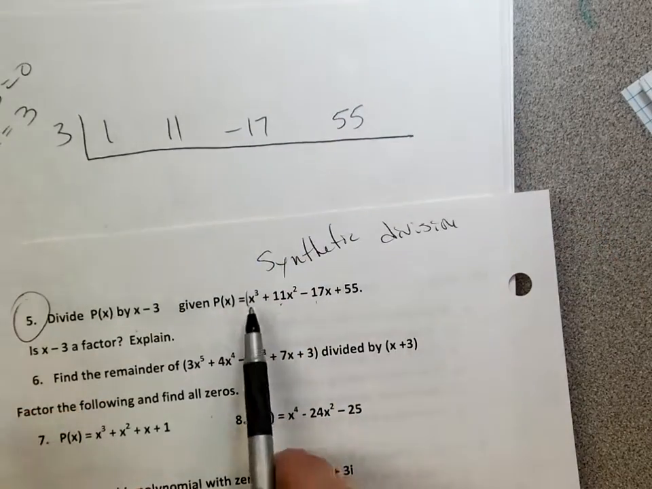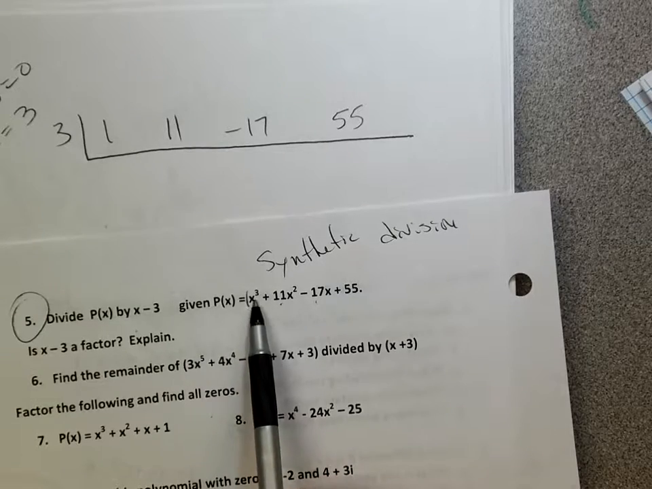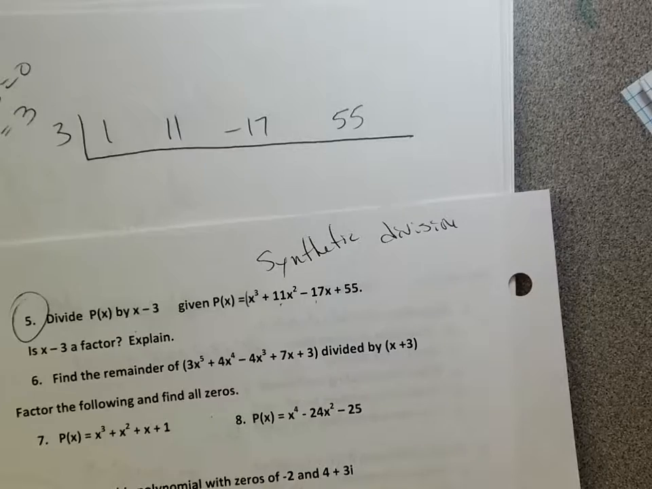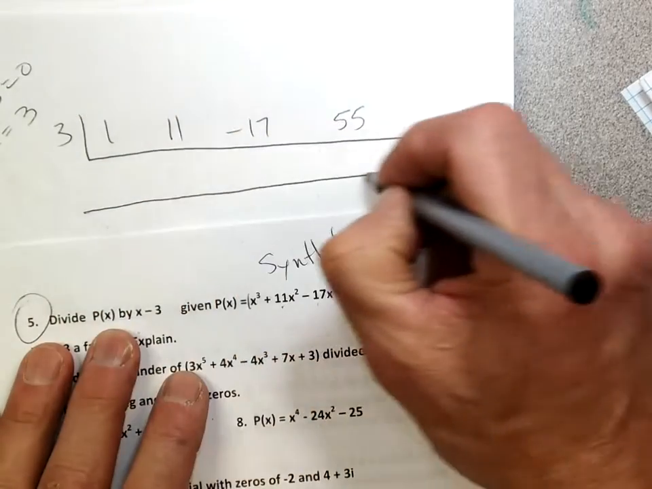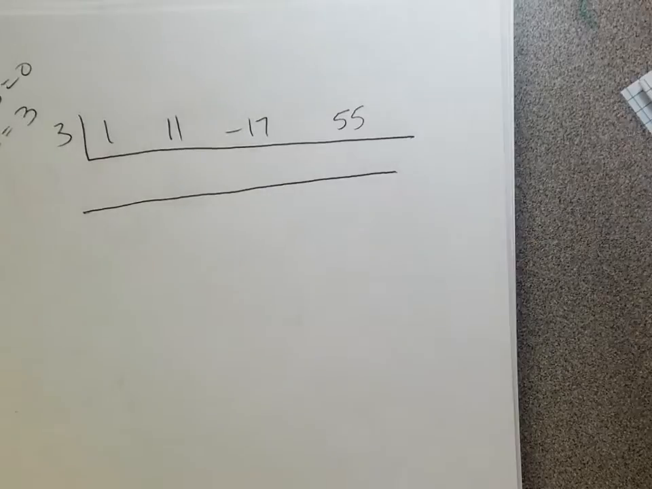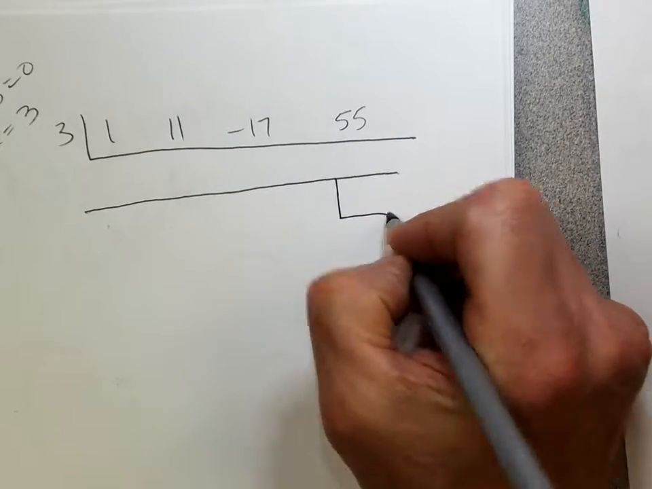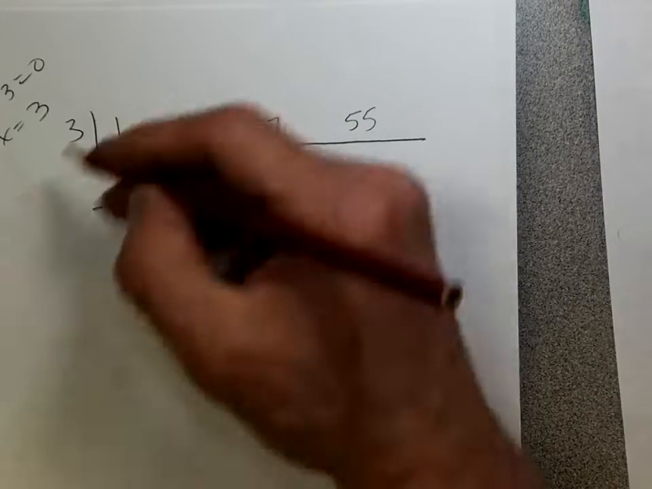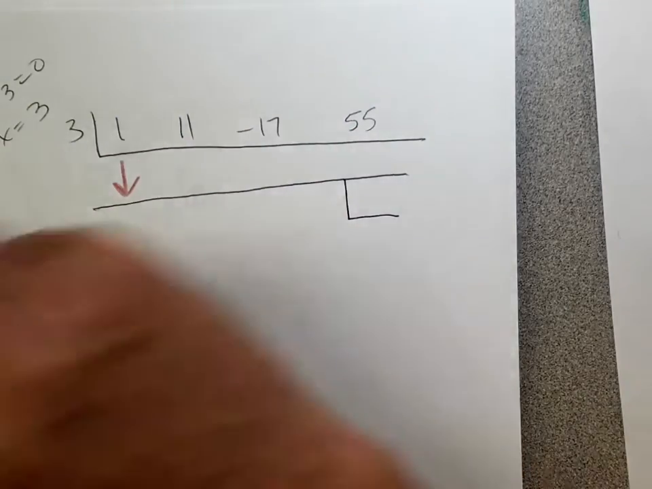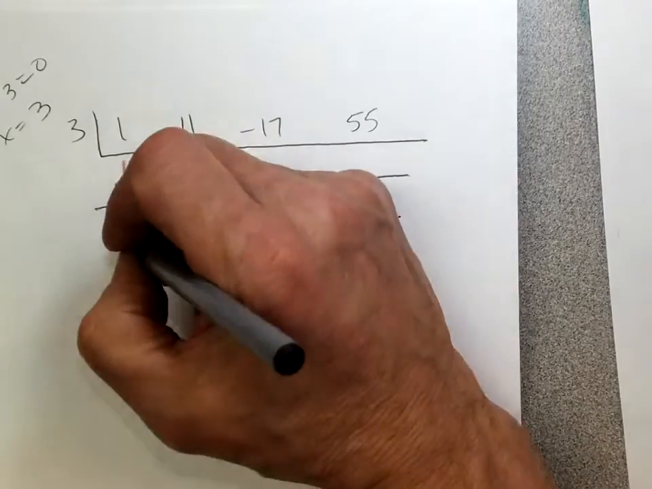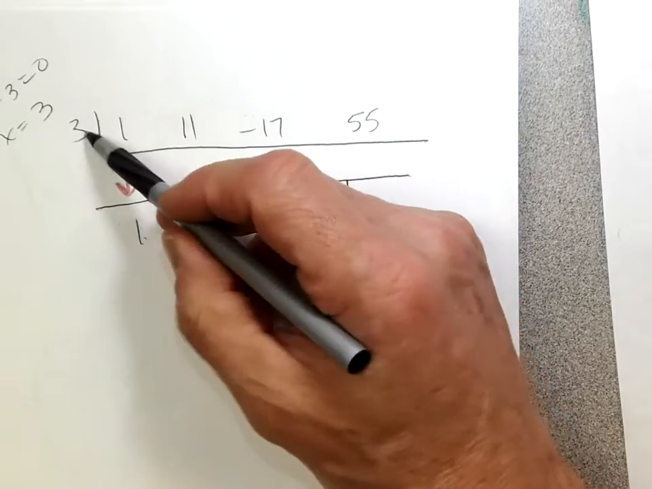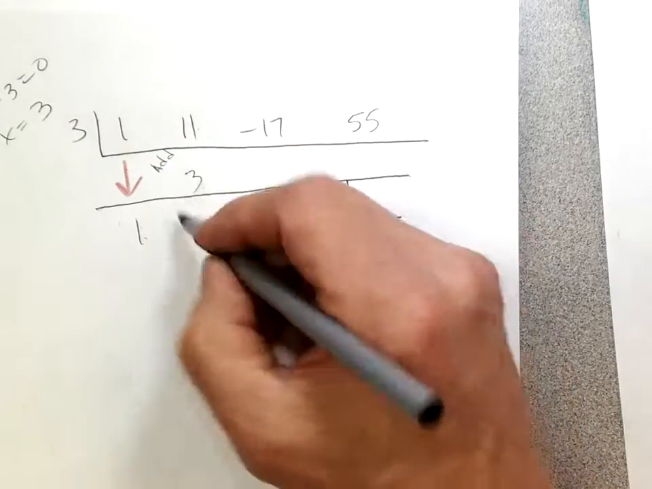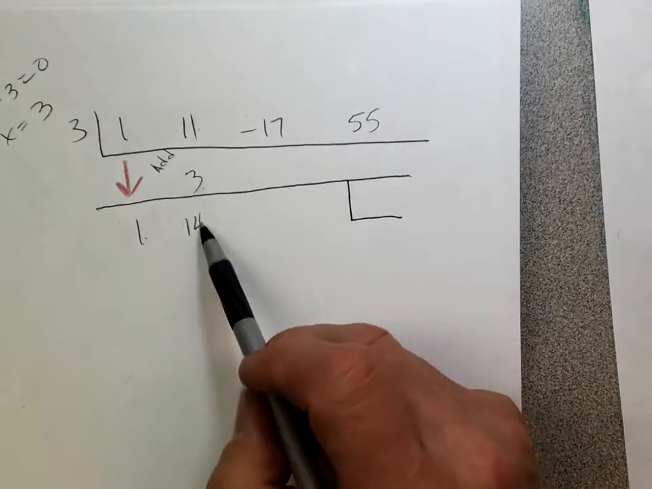Now, if there's a missing term, put in a 0. If you're missing a term, but you're not, 3, 2, 1, right? You're not missing a term. But if you are missing a term, put a 0. Okay, put that little line across, and your remainder goes there. That's my remainder box, right? Okay, step 1 is just to bring down the first term. Bring down the 1. And then we're going to multiply, right? 1 times 3 is 3. Then we're going to add. 11 plus 3 is 14.